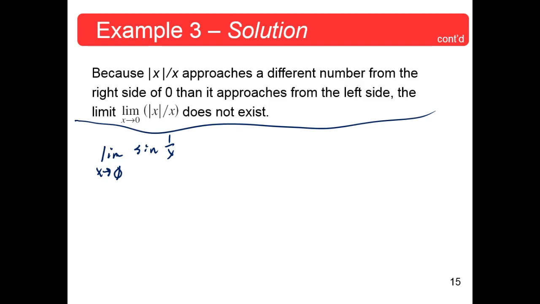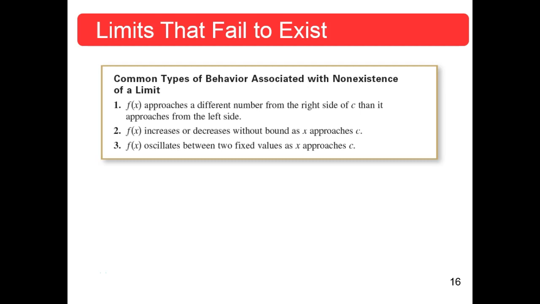Okay. But here, this is undefined. And taking the sine of an undefined number doesn't make it defined. But they love to ask examples like this. The difference here is, even though that's an undefined number, the sine of a number stays between plus or minus 1, and it just gets faster and faster the closer you get to 0, either from the left or from the right, but it never approaches anything, because 1 over x is not approaching anything. So the limit doesn't exist.